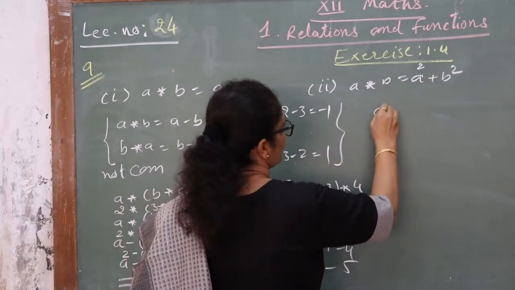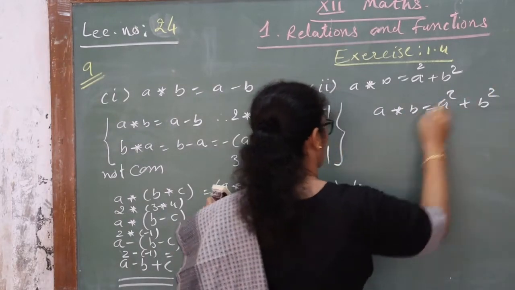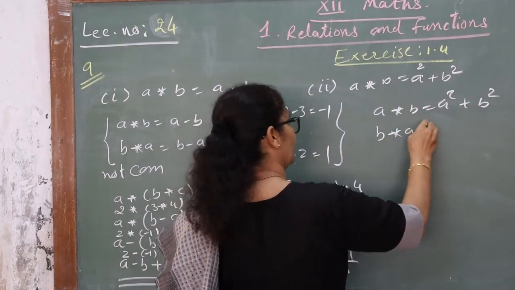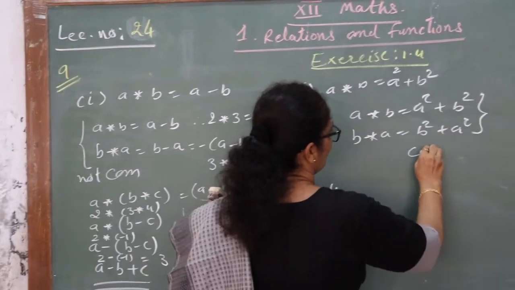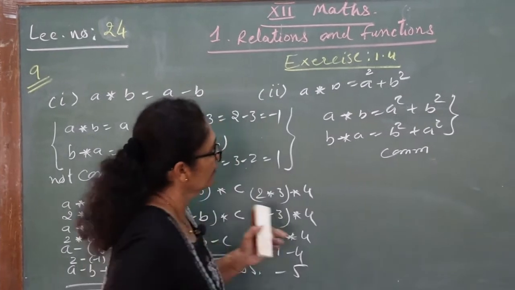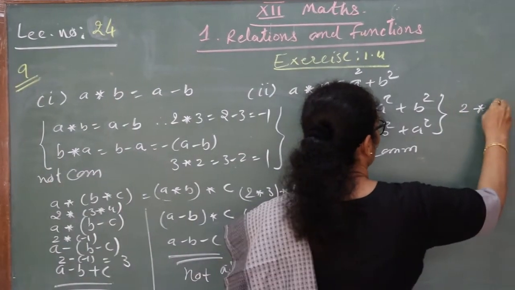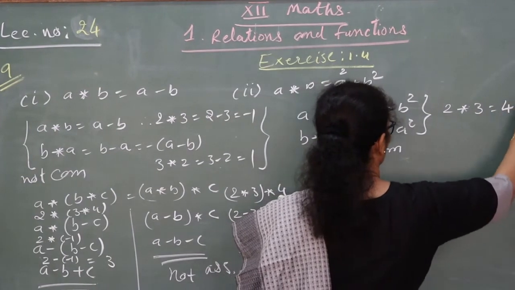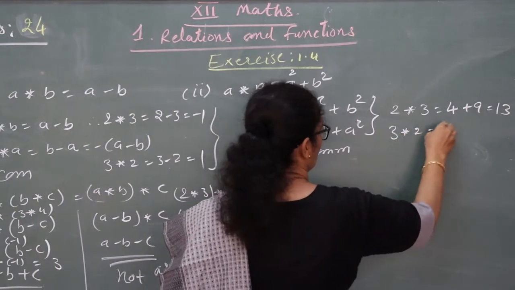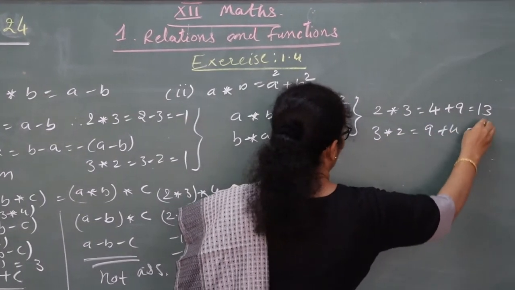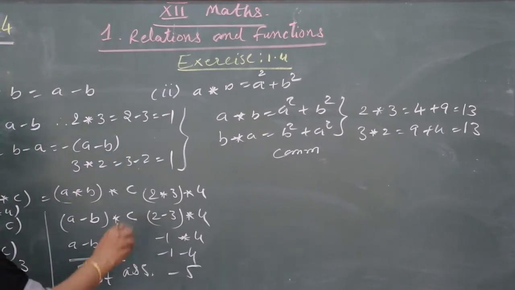Let's check this one. A asterisk b is a square plus b square. If I write b asterisk a, then it is b square plus a square. The expression remains the same, therefore you can say it is commutative. If you want to do it by numbers, then what can you write? 2 and 3. So 2 square is 4, 3 square is 9, means 13. Similarly 3 and 2, so 9 and 4, again 13. So from this result you can say it is commutative.